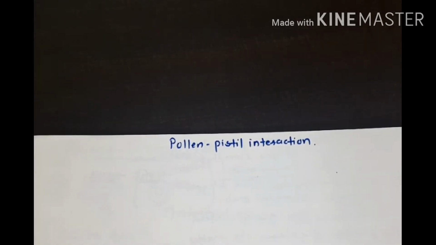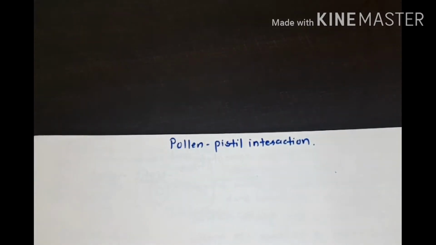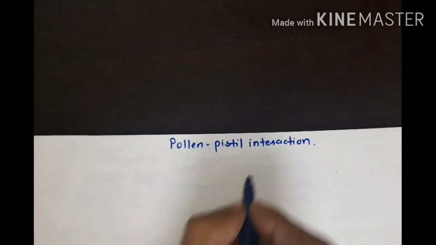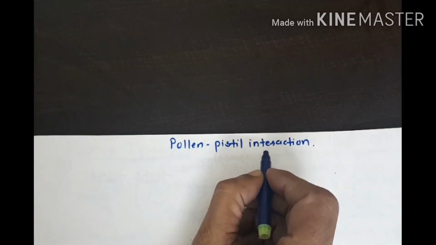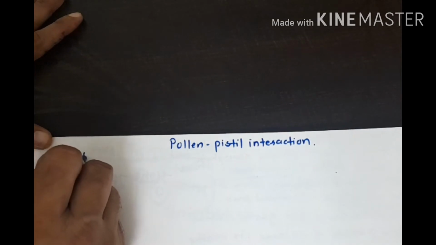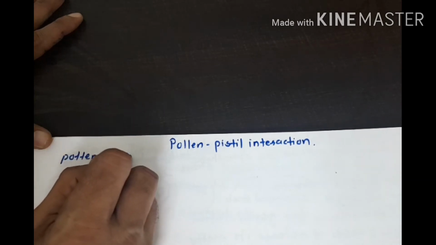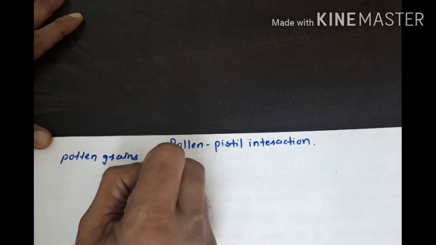Hello students, after having a discussion on double fertilization, in today's lecture we are having a discussion on pollen-pistil interaction. Now what is pollen-pistil interaction? The word itself explains the meaning. It is the interaction between pollen grains and stigma.